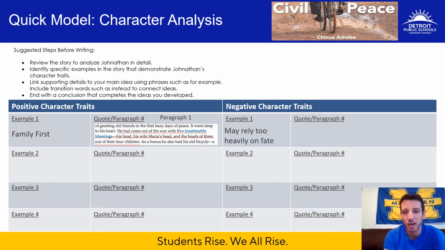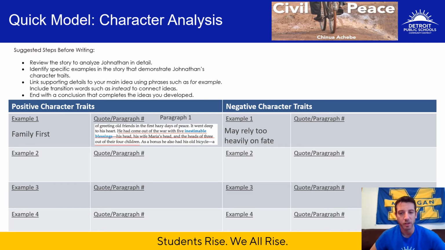Now, an example of a negative character trait. You may disagree with me on this, and this is totally fine. Honestly, I was struggling to find a lot of negatives because I think he's a good person overall. But I sometimes thought that Jonathan relied too heavily on fate and on this belief that nothing puzzles God.